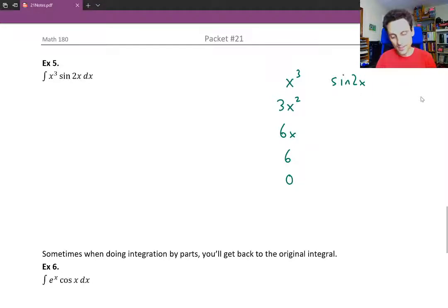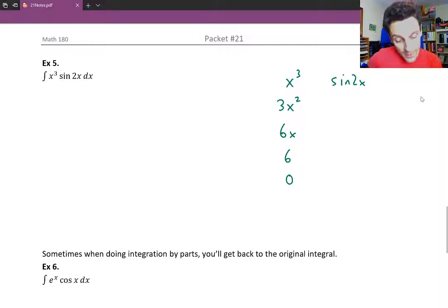Now, with other functions, you may not be able to do that. And in that case, you might have to pull out integration by parts, or this repeated integration by parts. And that's okay to do too. And I'll show you how you can do that in example 6. But here, we were able to go all the way down to 0 because u was a polynomial.